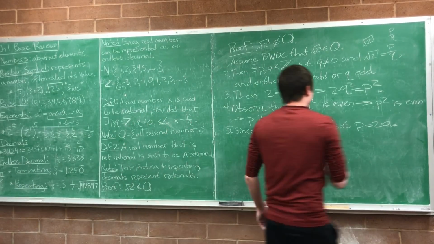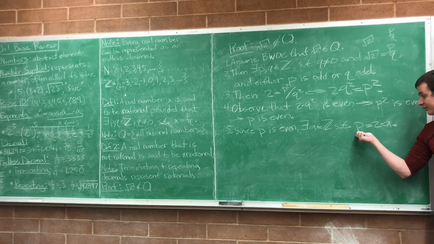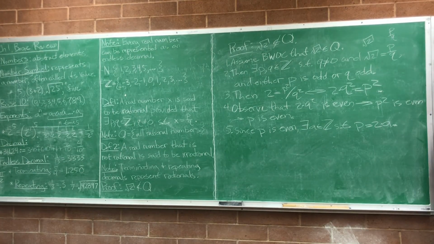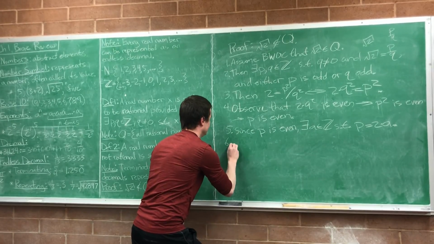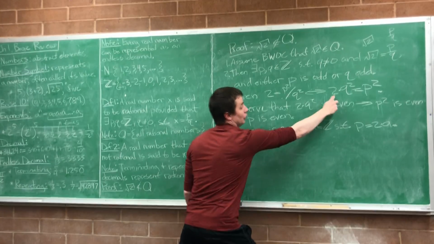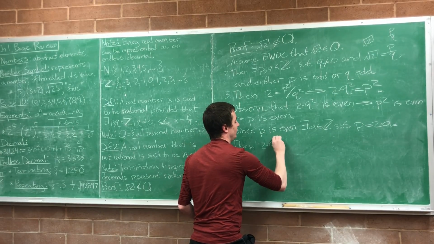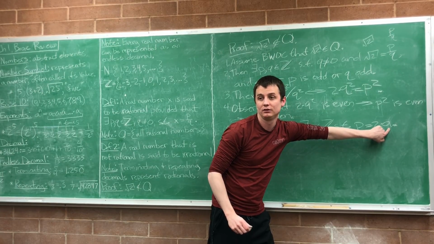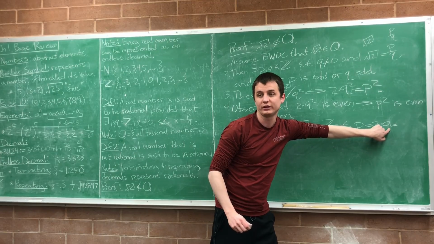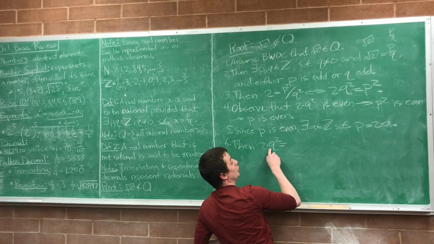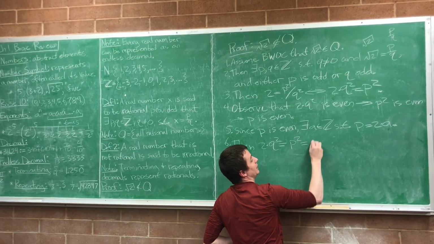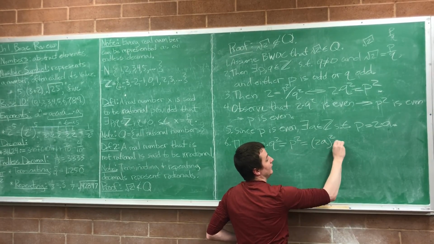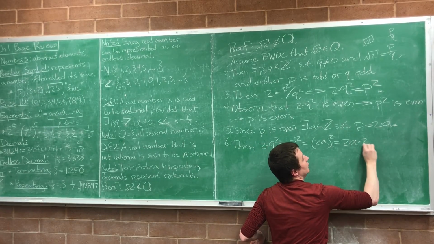Okay. So, since p is even, then we can write it as 2 times some other integer. You with me? So now I'm going to make that substitution back up here. So then 2 times q squared is equal to p squared. What's 2a squared? 4 times a squared.